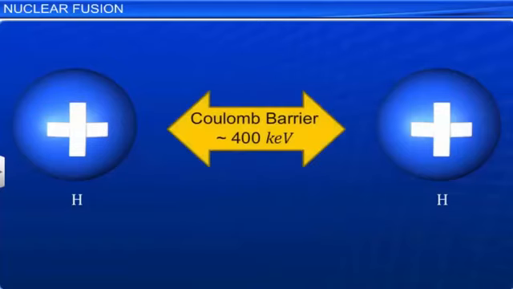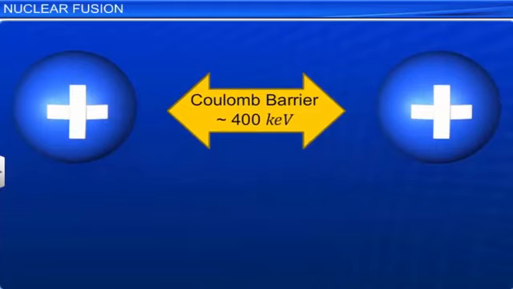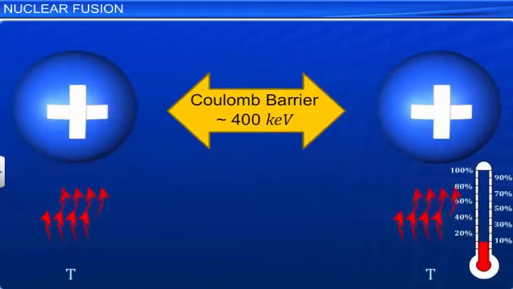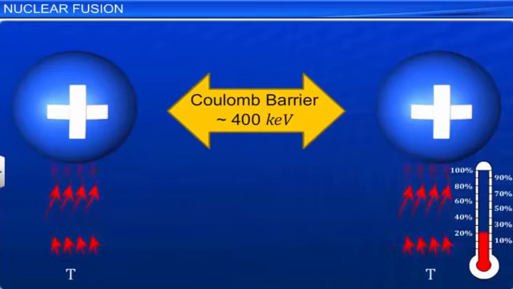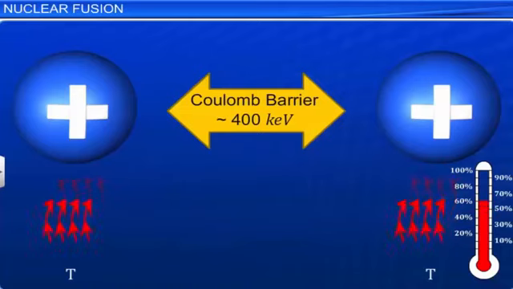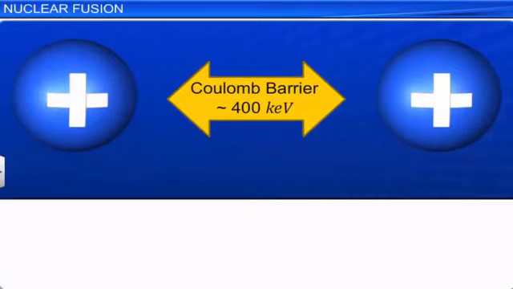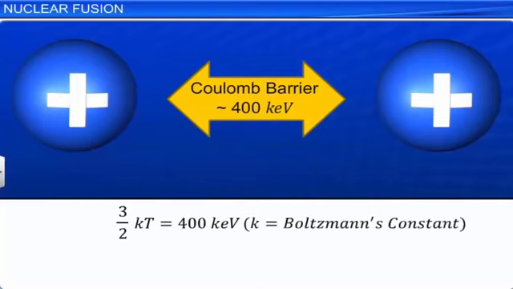To overcome the Coulomb barrier, the required energy is obtained thermally, that is, by raising the temperature of the proton gas. Let the temperature of the protons be raised to T to obtain energy of 400 kilo-electron volt. We know that the energy gained must be equal to 3/2 kT, where k is the Boltzmann's constant. Substituting the value of the Boltzmann constant and simplifying, we get temperature T equal to 3 × 10^9 Kelvin.